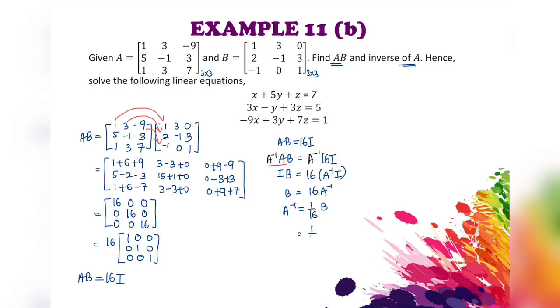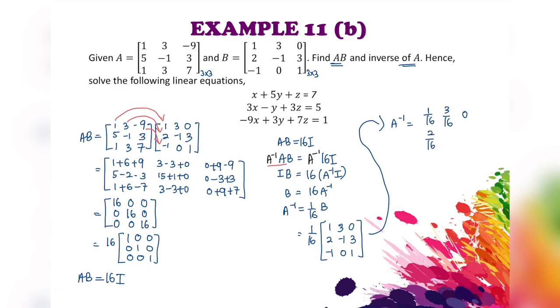Okay, so let us write the value of matrix B. 1, 3, 0, 2, negative 1, 3, negative 1, 0, and 1. Okay, so the final product, A inverse will be equal to 1 over 16, 3 over 16, 0, 2 over 16, negative 1 over 16, 3 over 16, negative 1 over 16, 0, and 1 over 16. Okay, so this is our A inverse.